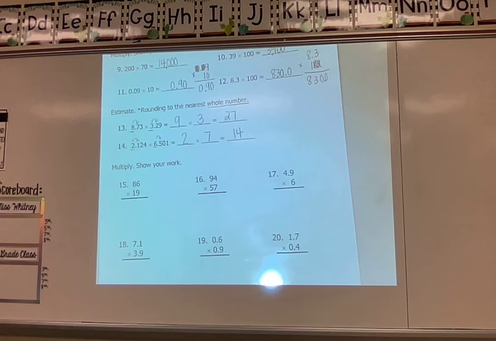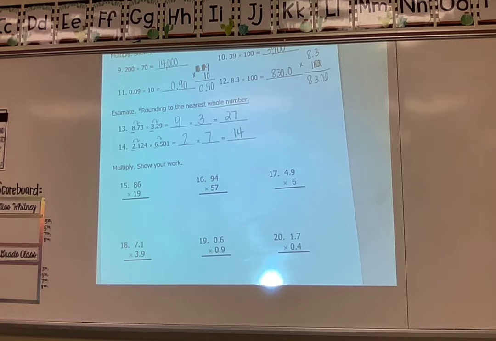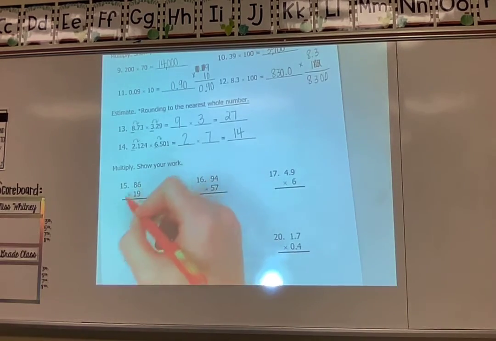Remember, you can pause, work it out, and then see if you get the same thing as me, or practice on the whole class test review to make sure that you've got your multiplication skills down. If you missed any of these yesterday, you really need to be careful on your test because that means that you're making silly mistakes. All right, number 15, 86 times 19.